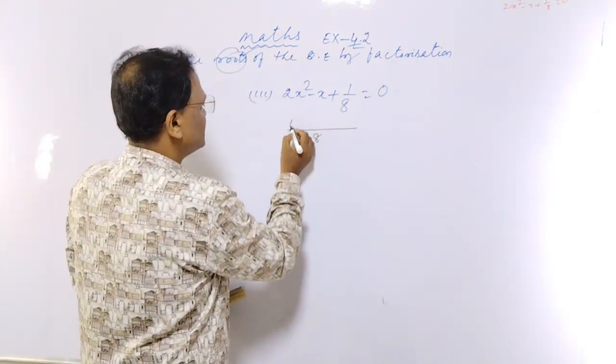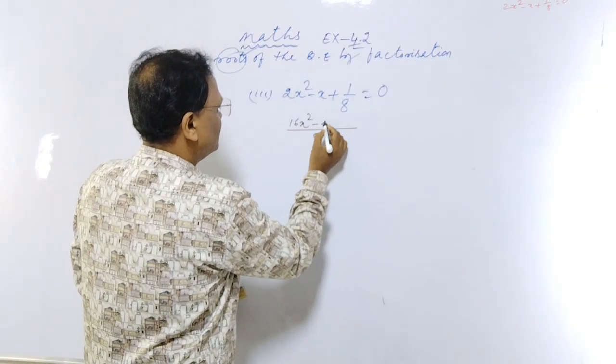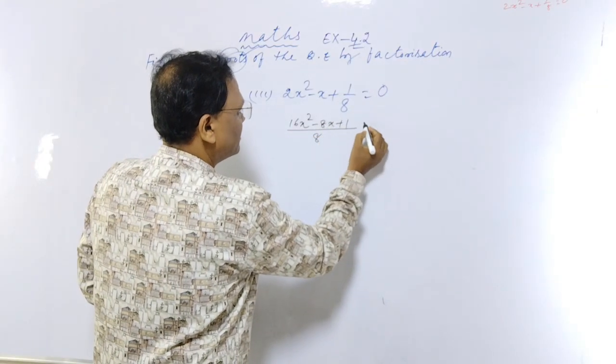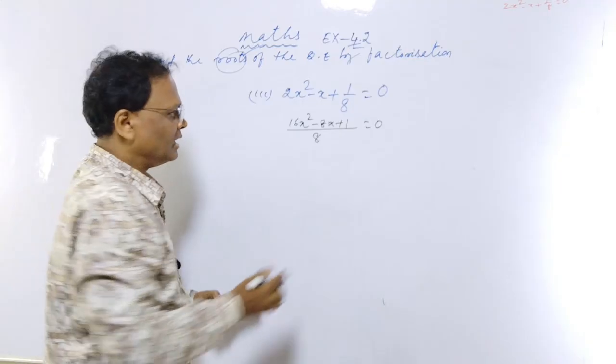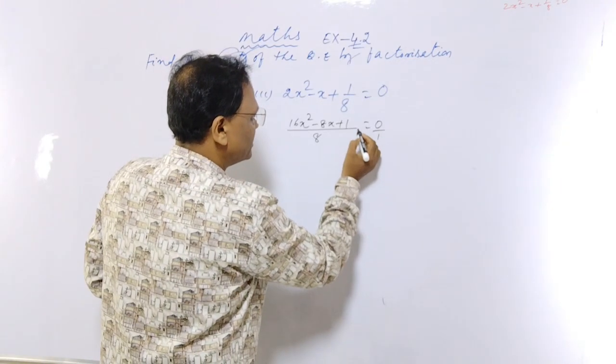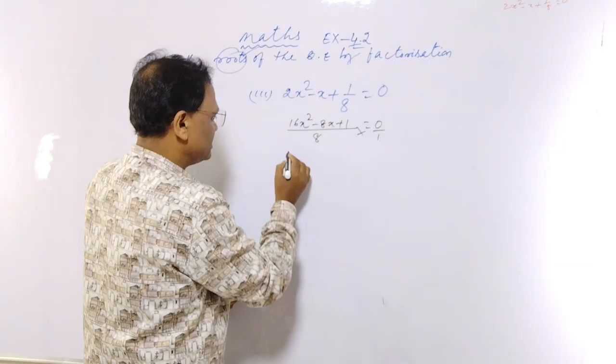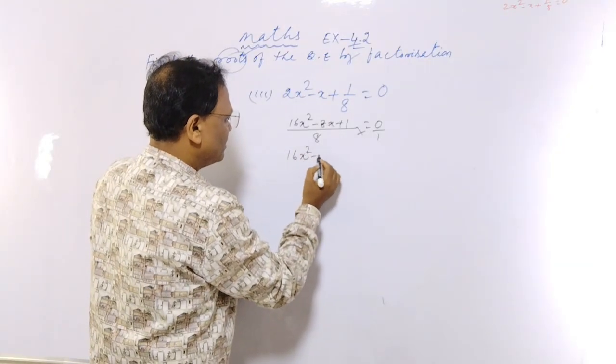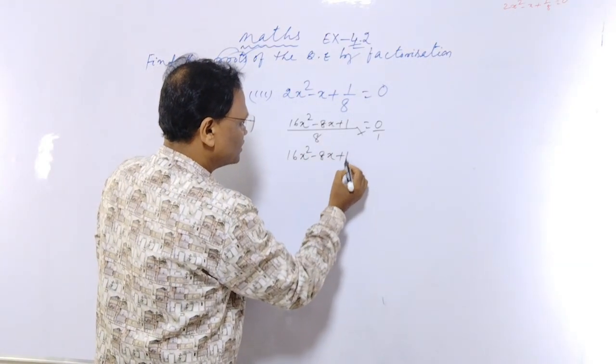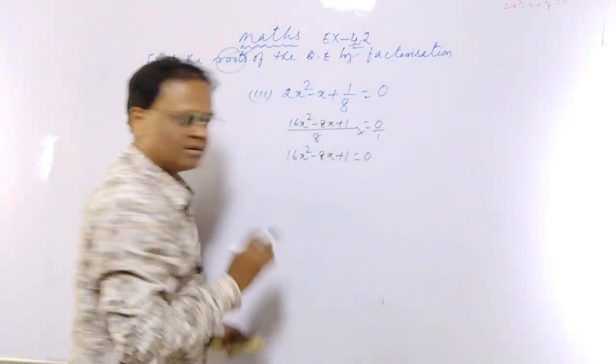8 into 16x square minus 8x plus 1 equals to 0. Again, now I'll just do the cross multiplication. 16x square minus 8x plus 1 into 1. That gives me 16x square minus 8x plus 1 equals to 0.